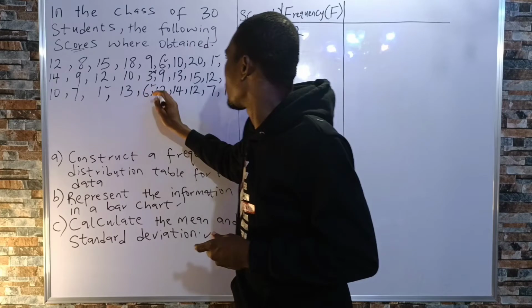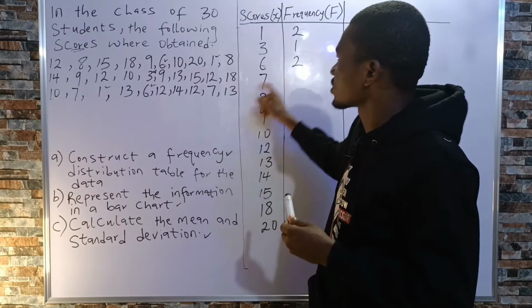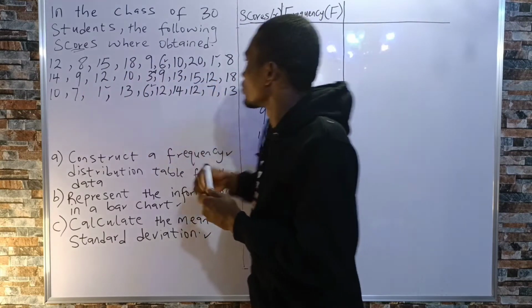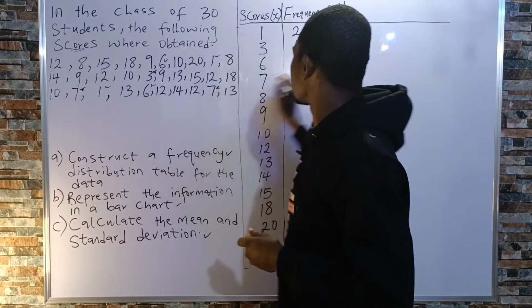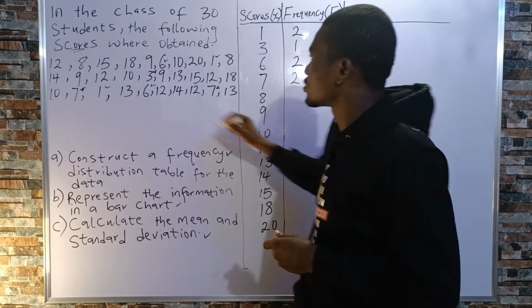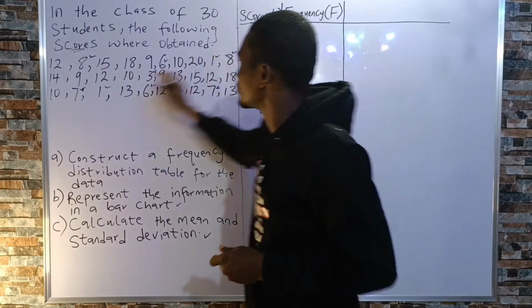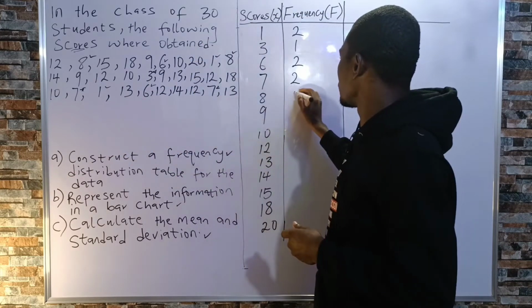We have 2. So it repeated itself 2 times. Then for 7, we check. We have 1 and we have 2. So that is 2 times. For 8, we check. We have 1. We have 2. We just have 2 times.